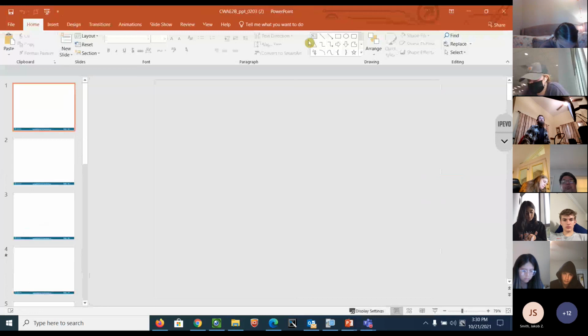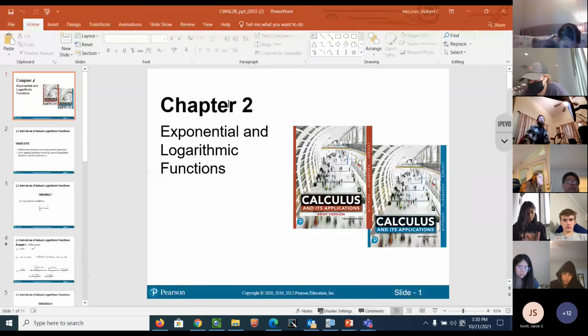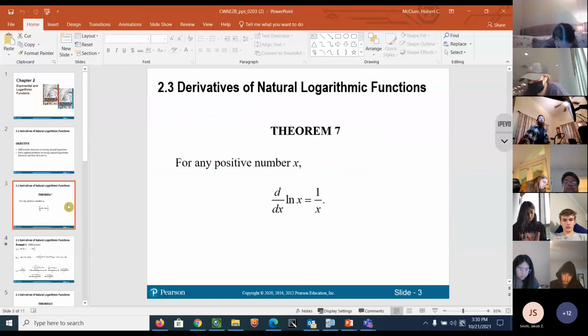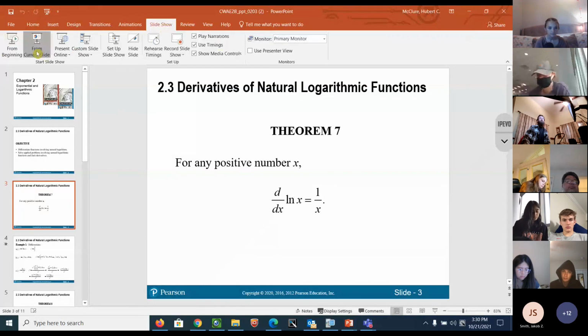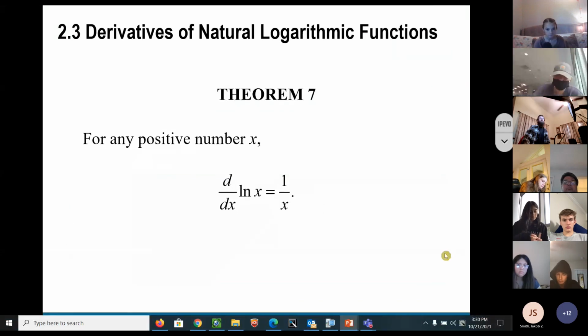Which, I'm going to be honest with you, sometimes they're a little bit easier because you don't have to worry... well, you do have to worry about the... and there is the definition of a logarithm. I'm sorry, the derivative of a logarithm. It's real simple. The derivative of the natural log of x is 1 over x.